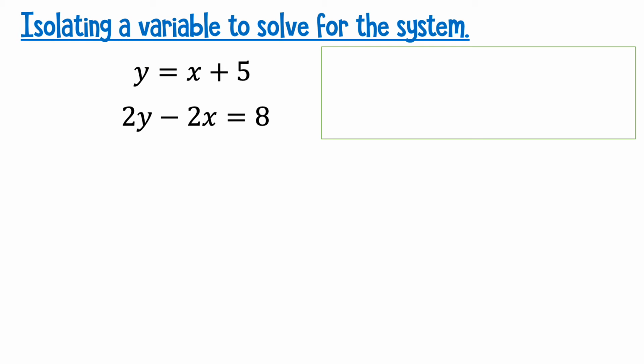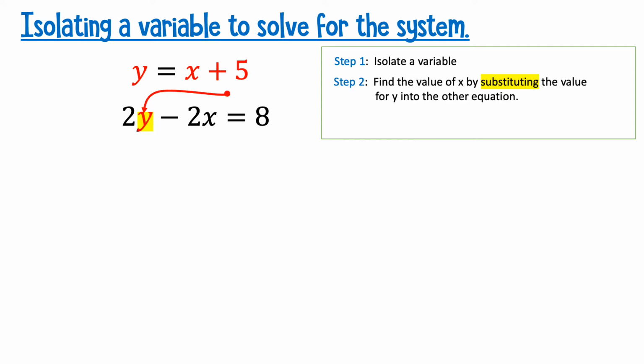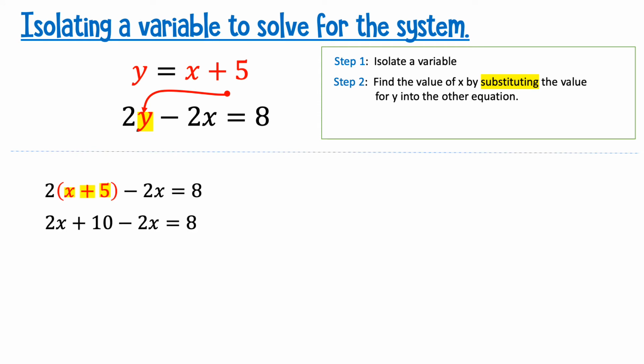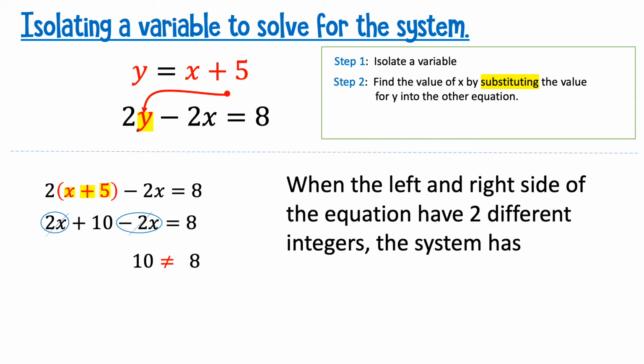Y equals x plus 5 and 2y minus 2x equals 8. Again, we see that the y is already isolated, so we'll substitute the value for y into our equation. 2 times x plus 5 minus 2x equals 8. In this example, we have 2x plus 10 minus 2x equals 8. Again, the 2x minus 2x cancels out, but this time we have 10 and it does not equal 8. Because the integers on each side of the equal sign are not equal, the system has no solution. When you have two different integers on each side of the equation, the system has no solution.